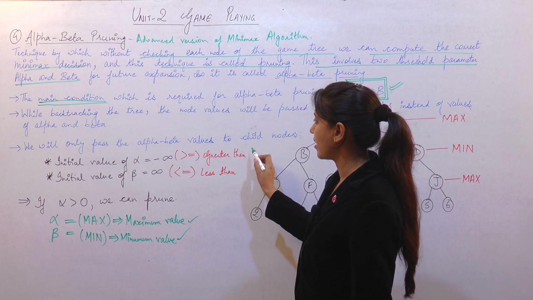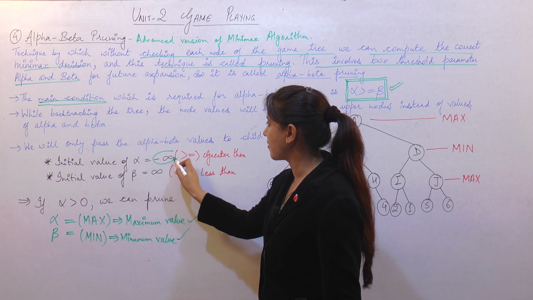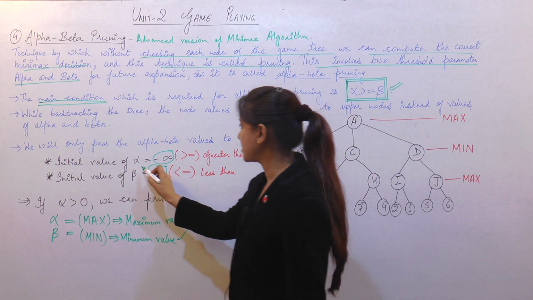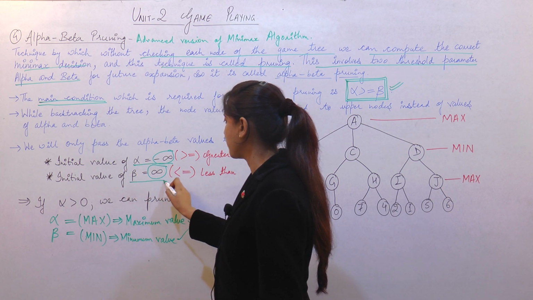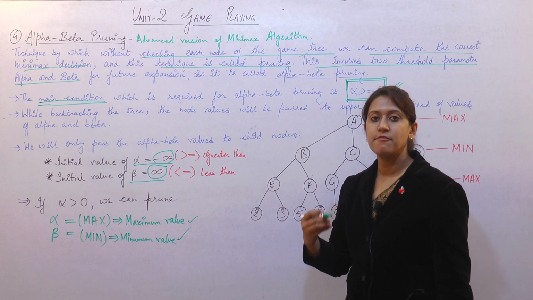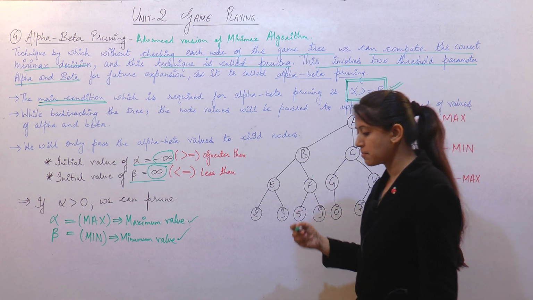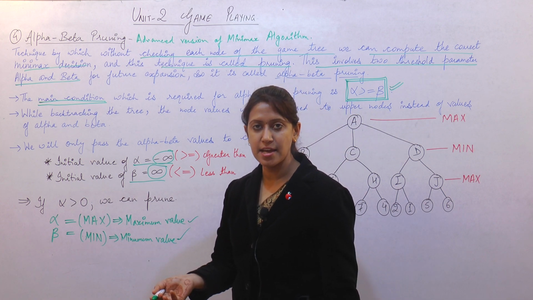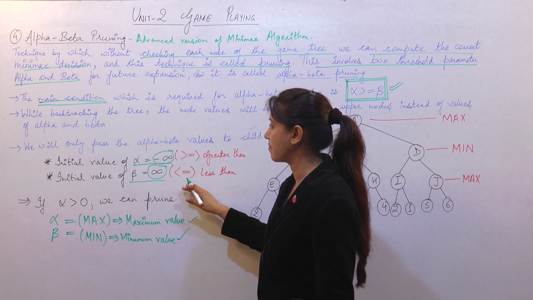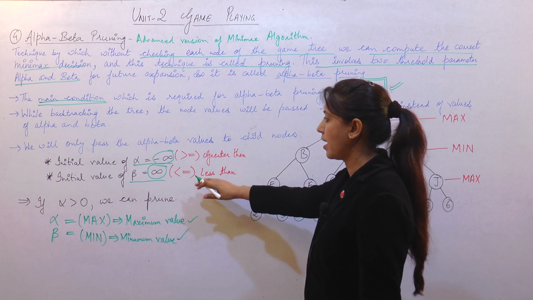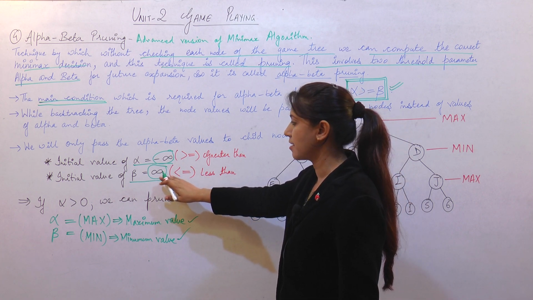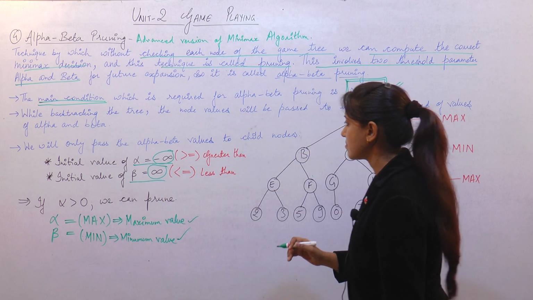The initial values of alpha and beta are minus infinity for alpha and plus infinity for beta. So always remember the initial values of alpha and beta. These are the initial values, and in the worst case the values of alpha and beta can be minus infinity and plus infinity.